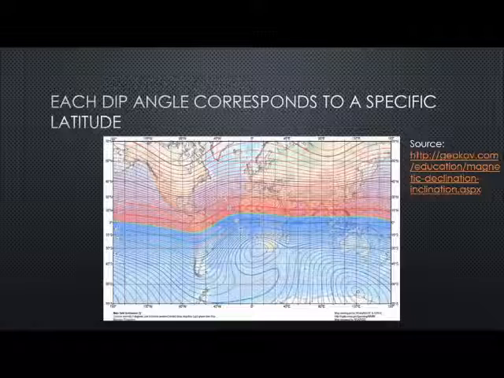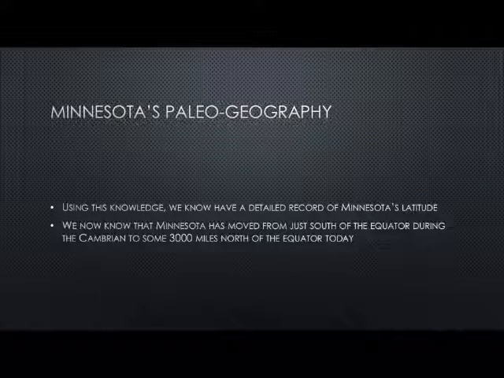Here is a world map of inclination values. Positive values are shown in red, and negative values are shown in blue. Using this knowledge, geologists and geographers alike have reconstructed Minnesota's location through time. They have shown us that Minnesota has moved some 3,000 miles since the Cambrian, when it sat just south of the equator.